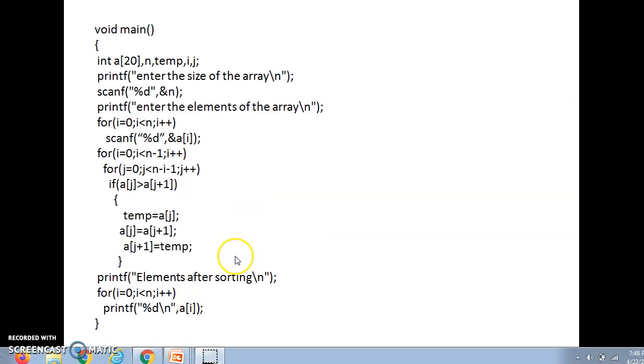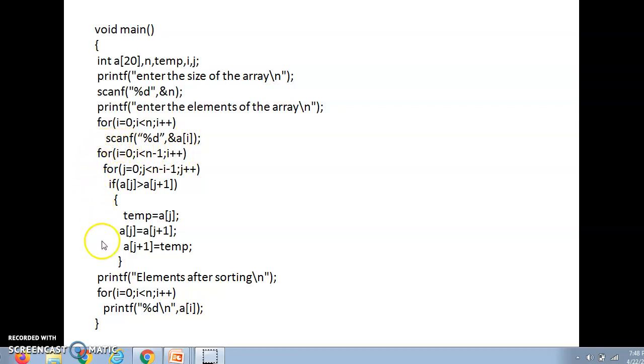Now we'll see the programmatic implementation of this. Initially, we are taking some array. I have taken an array with a size of 20, and for the size of the array, we have taken n. And temp is a variable that we are using for swapping purposes. I and j are the variables that we are using for the for loop. At first, I am reading the size of the array by using the printf and scanf statements. Then I am reading the elements of the array by using for I equal to 0, I less than n, I plus plus, scanf percentage d, ampersand a of I.